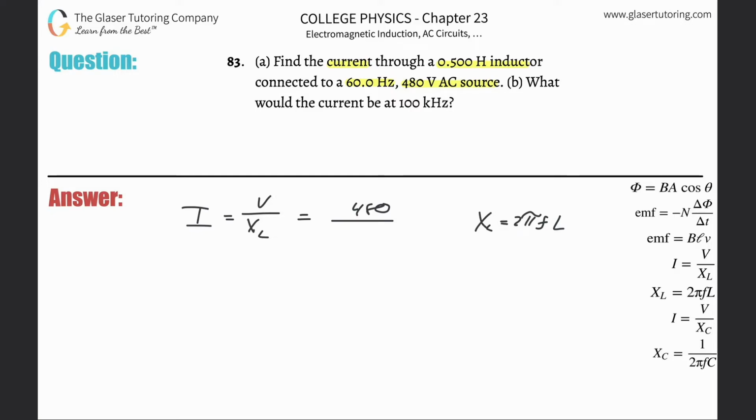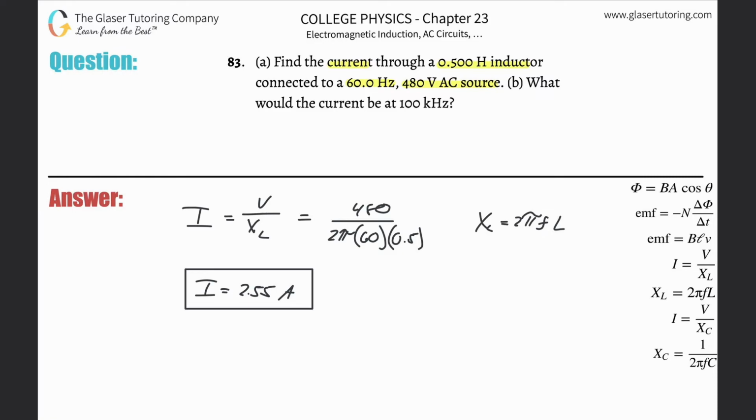All we have to do is plug this into the bottom of the formula. So there's 2 pi multiplied by the frequency, which is in hertz, so that's fine. And the inductance has to be in henries, which it is. So we do 480 divided by parentheses 2 pi times 60 times 0.5, close the parentheses, and voila. We now have a current flowing through of about 2.55 amps. And that's it.